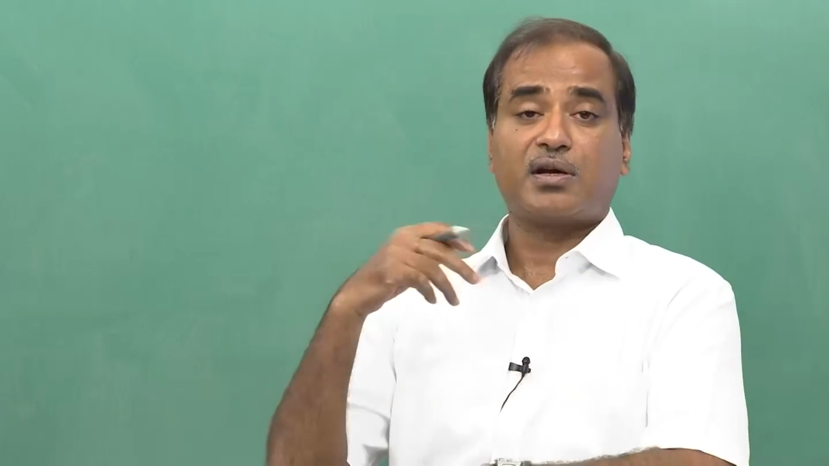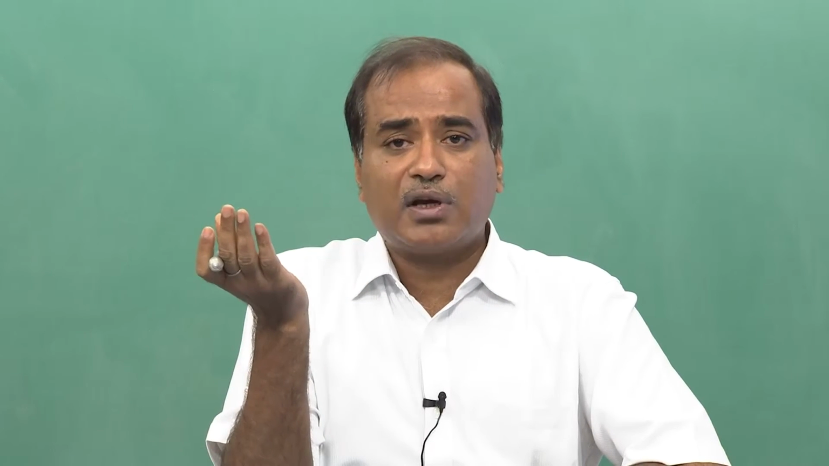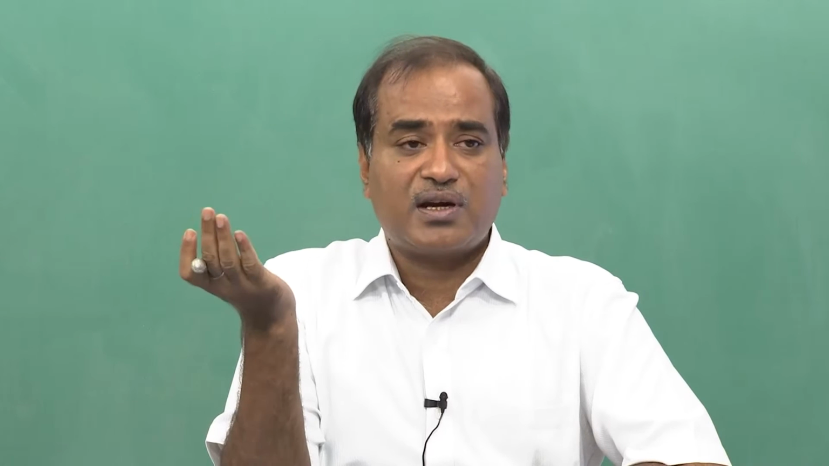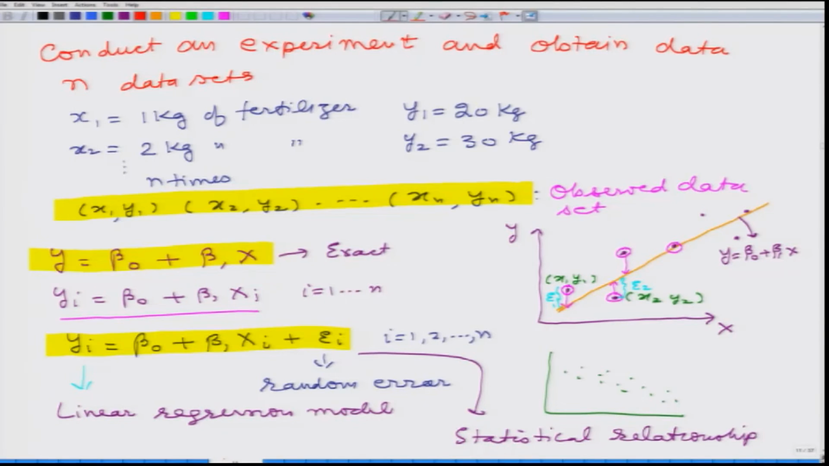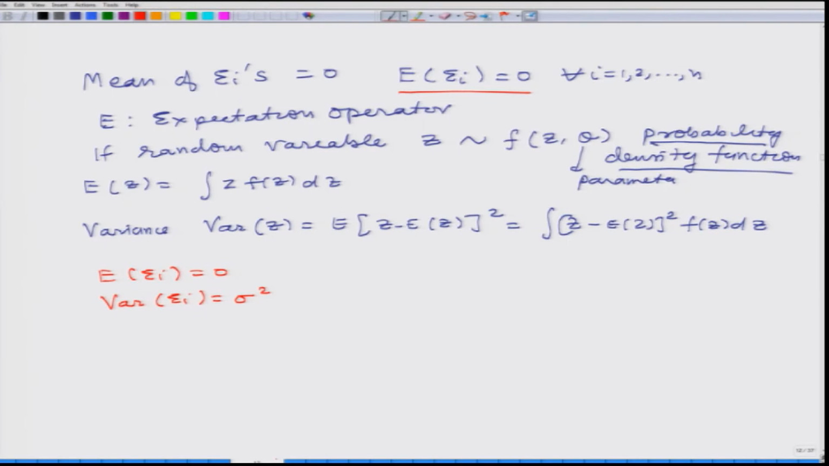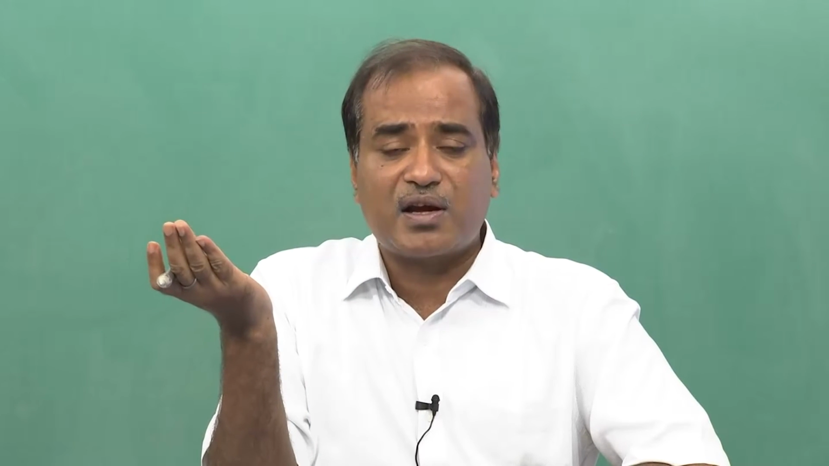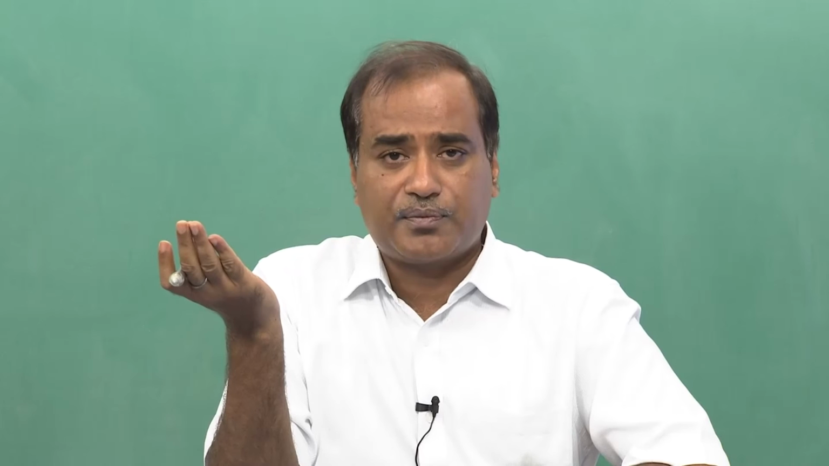Right, but it is a random variable. Epsilon i is a random variable. So, we need to describe its behavior by its variance also. For example, in this figure, these epsilon i sometimes lie in the upward direction, sometimes in the downward direction, and moreover, every observation will have a different amount of random error. So, that is described by the quantity sigma square, right.